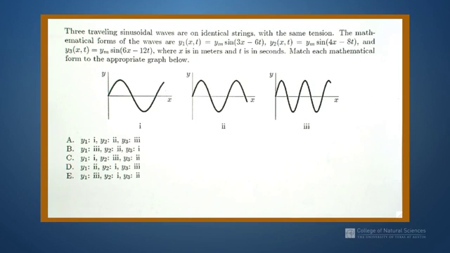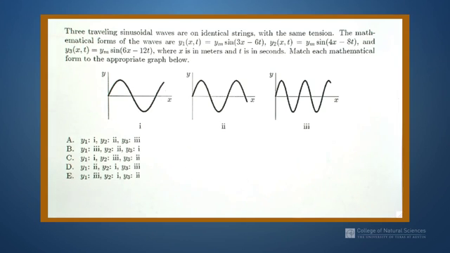So this question says that there are three sinusoidal waves on identical strings with the same tension. The mathematical forms of the waves are three different y equals some sine function, where x is in meters and time is in seconds. Match each mathematical form to the appropriate graph.